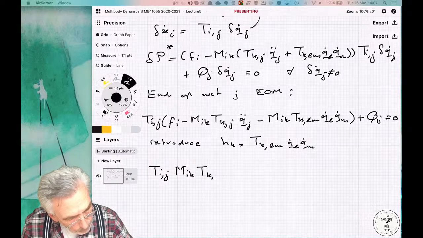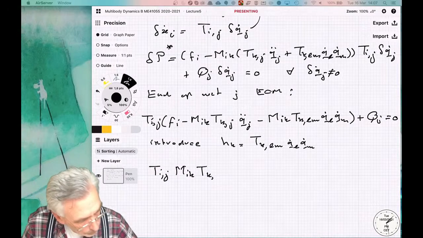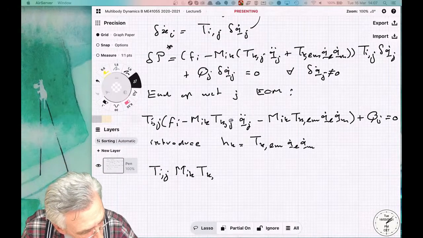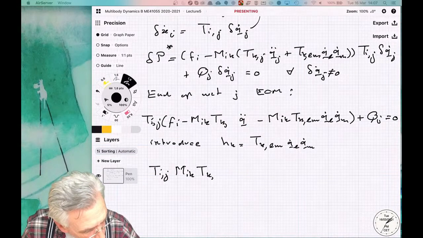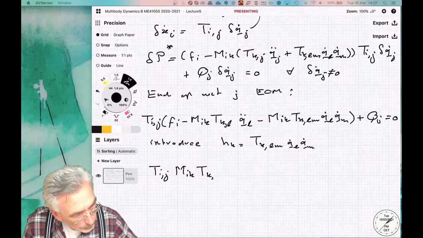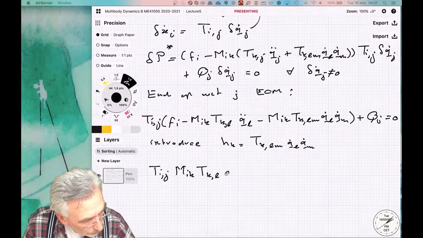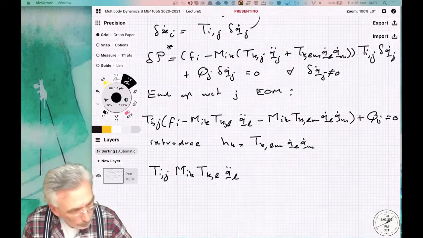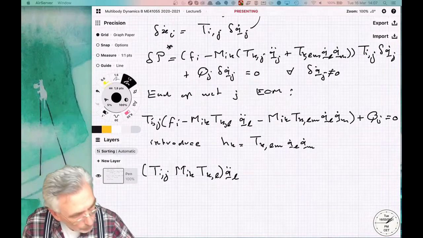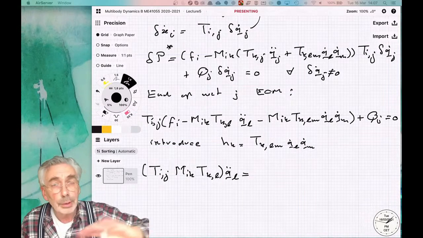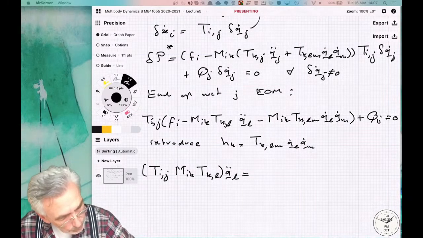Oh, yeah, I should make an L out of this. I already have a J. Yep. L q double dot L. Okay, and then I put a bracket around this to note that, okay, these guys go together. And then all the other stuff I push to the right hand side.